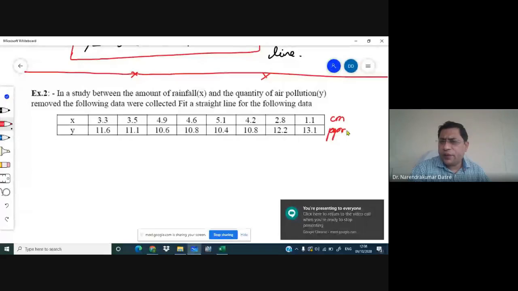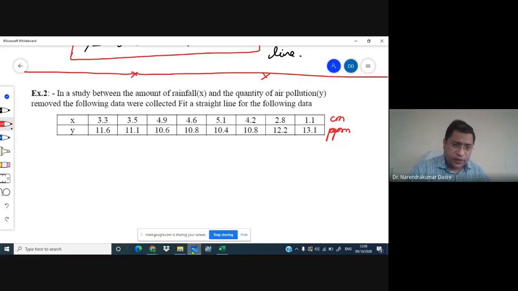Okay, so it is parts per million. Suppose this measure is in ppm, so we have this quantity removed in ppm, parts per million. Now the question is, is there any linear relation? That's what we have to study. This is the problem we have, and we have to justify our answer by mathematical calculations. We'll see what we are able to get out of this.